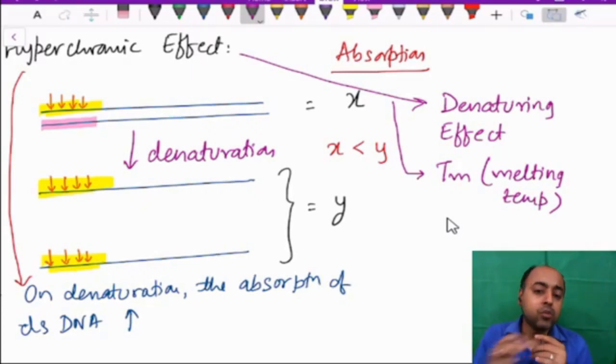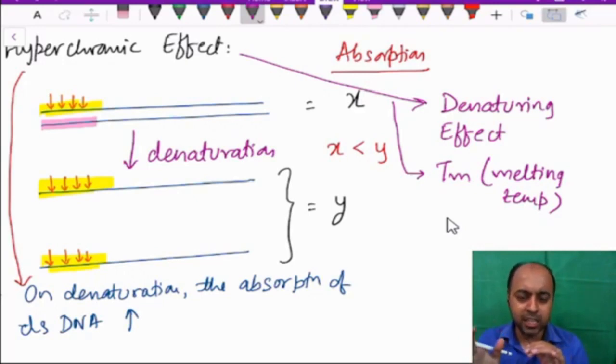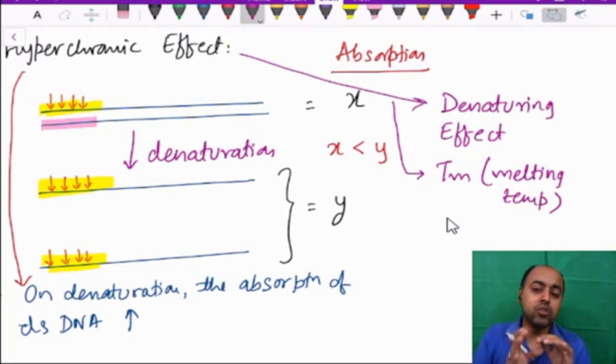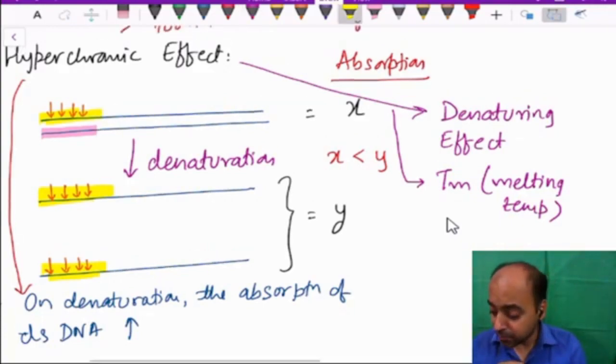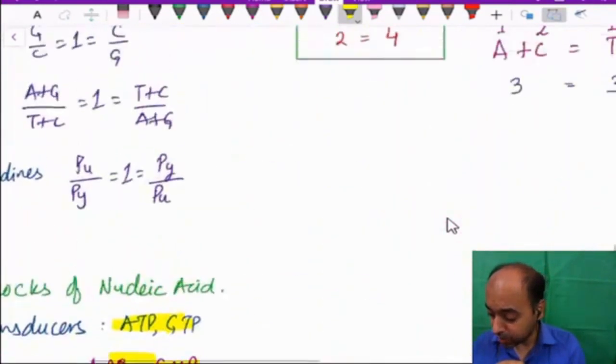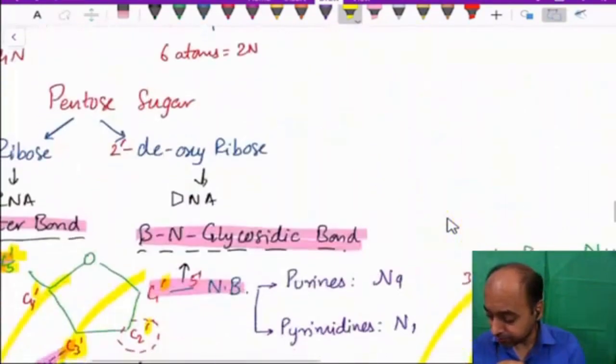Then about the pentose sugar, we said it can either be ribose or it can be 2-deoxyribose. The ribose will be present in the RNA, the 2-deoxyribose will be present in the DNA. Because the sugar is also a ring structure, we distinguish the sugar from the nitrogen base by using the annotation prime.